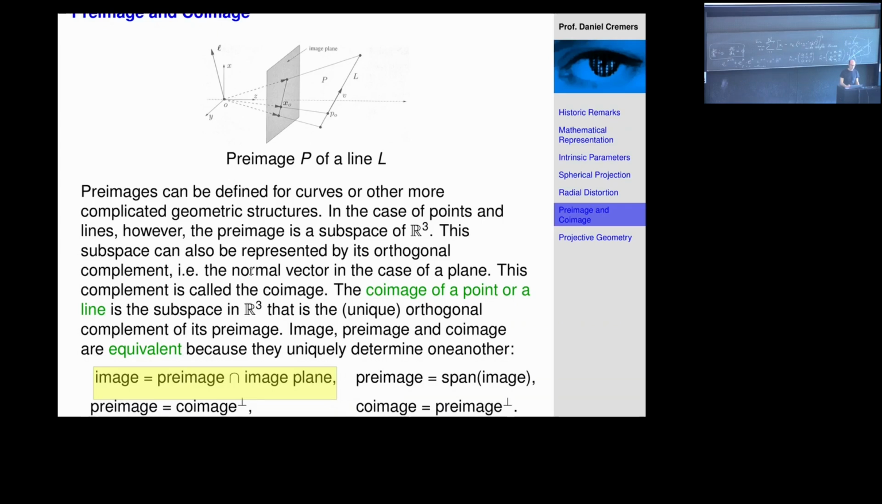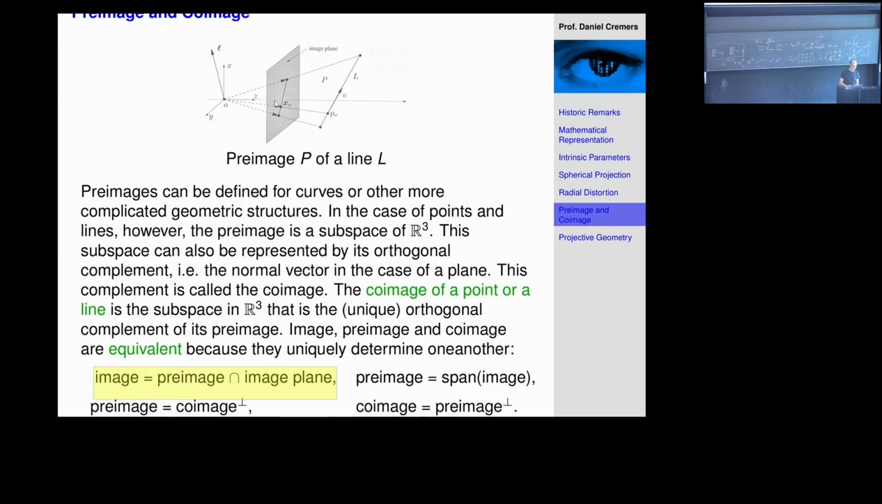But before we do so, we want to define what the pre-image is, and we can define the complement of the pre-image. That's called the co-image. So the co-image of a point or a line is the subspace that is the unique orthogonal complement to the pre-image. That sounds very abstract. Let's look at it in this drawing here.